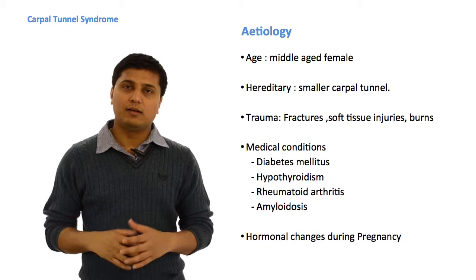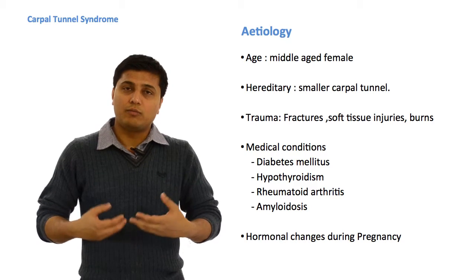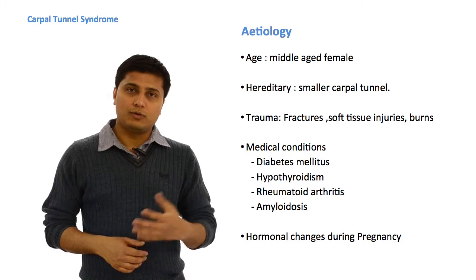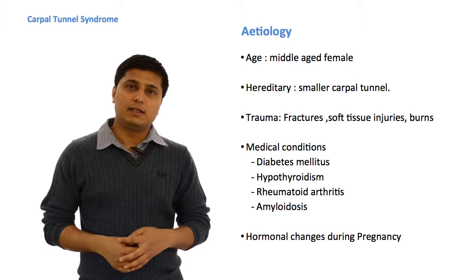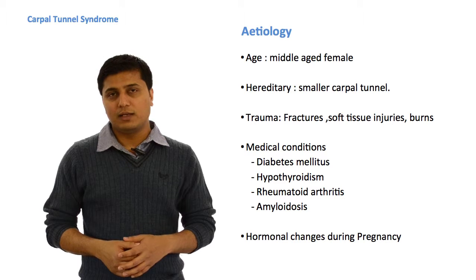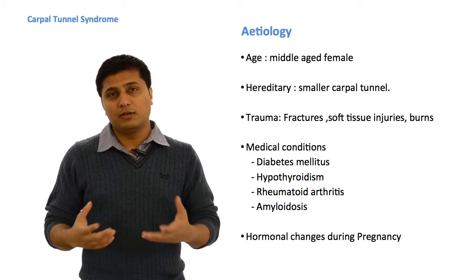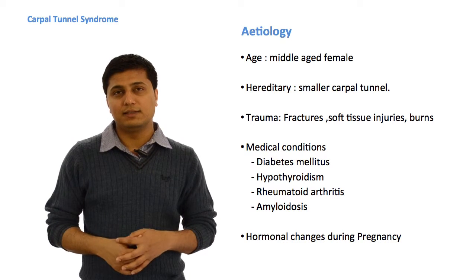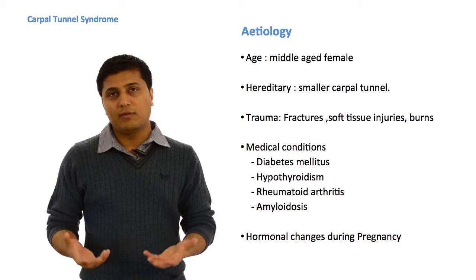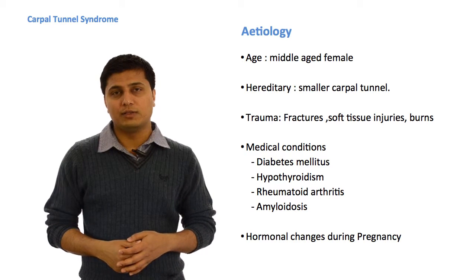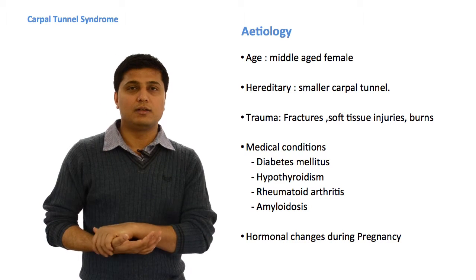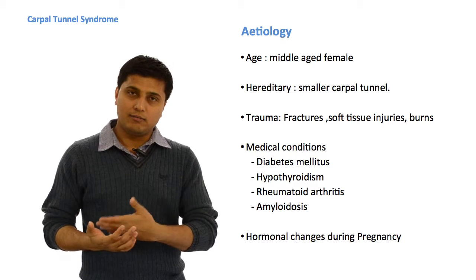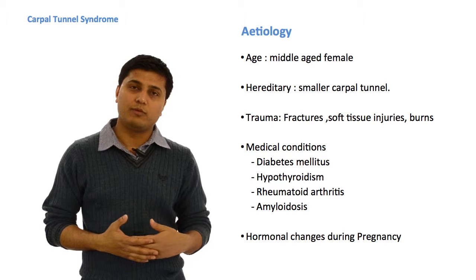There are certain medical conditions which are known to or prone to cause carpal tunnel. For example, patients with diabetes mellitus, rheumatoid arthritis, hypothyroidism, etc. Sometimes females in pregnancy tend to have this condition because of the water retention, the pressure within the carpal tunnel becoming more, and that can cause compressive neuropathy of median nerve as well.